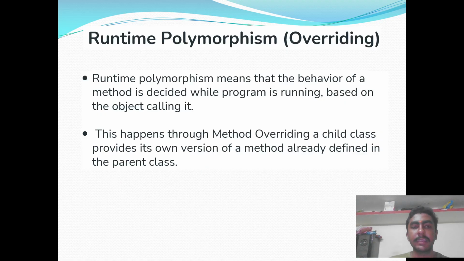The next thing is called runtime polymorphism, which is achieved through overriding. We discussed overloading, and overriding is the opposite of it. Runtime polymorphism means the behavior of a method is decided while the program is running, not before it runs. It is based on the object calling it. This happens through overriding, where a child class provides its own version of a method already defined in the parent class.